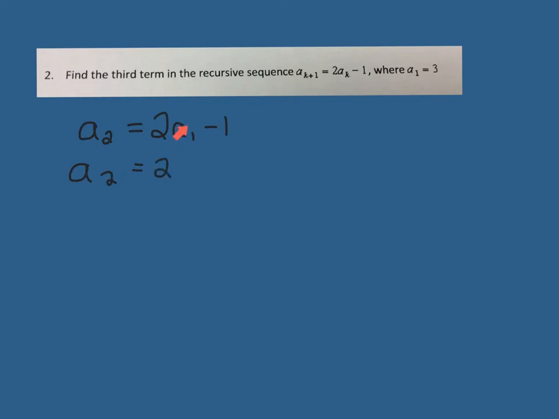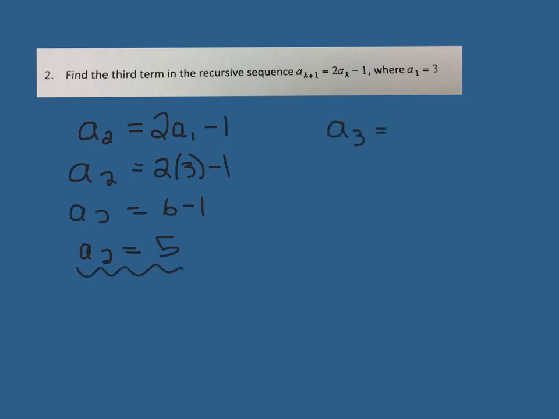Well, we know a sub 1, they gave it to us, is equal to 3. So I'm going to replace that a sub 1 with a 3, and then bring down my minus 1. So a sub 2 is equal to 6 minus 1, which is just 5. So the value of our second term is 5. Now, that's not our answer, though, because they want us to find a sub 3.